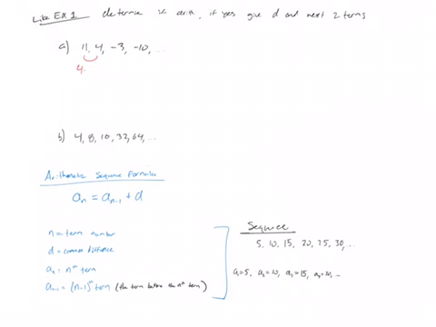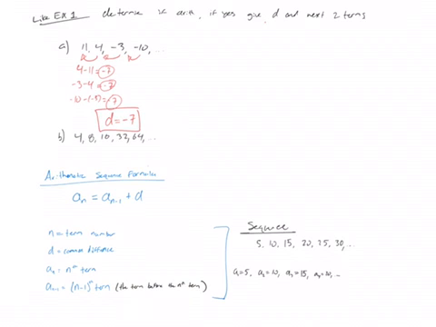4 minus 11, well, that's equal to negative 7. Negative 3 minus 4 gives me negative 7. And then negative 10 minus negative 3, which is negative 10 plus 3, gives me negative 7. So notice all of those are the same. So that is going to be my d. My common difference is negative 7. That's what I was looking for there.